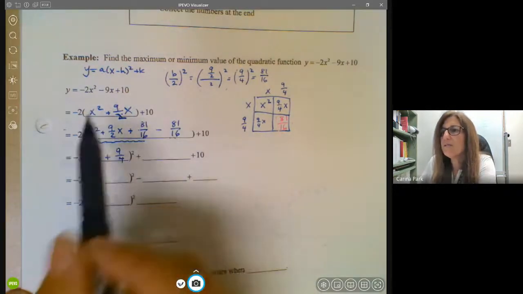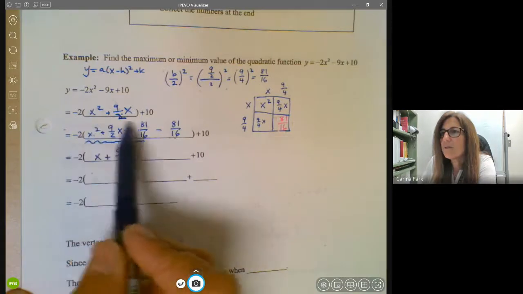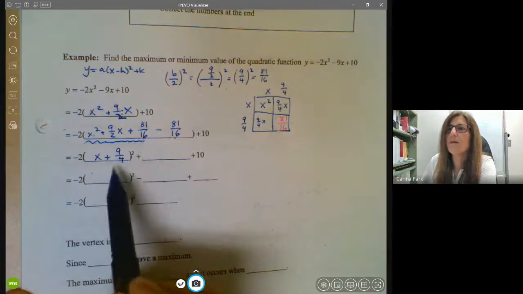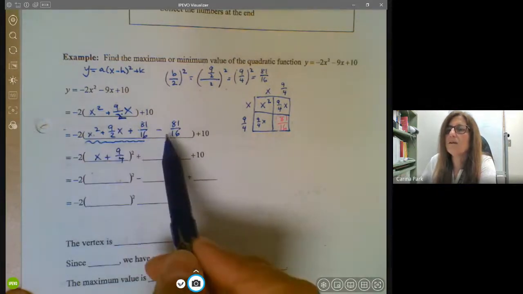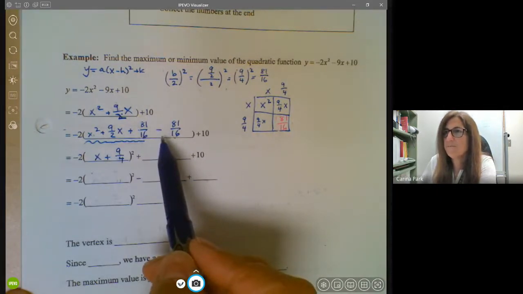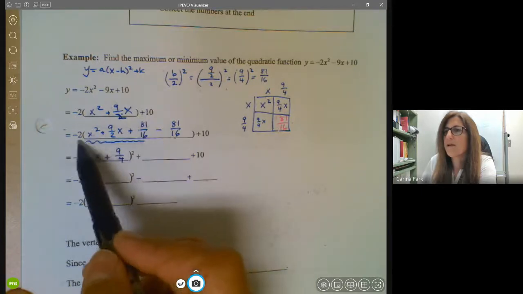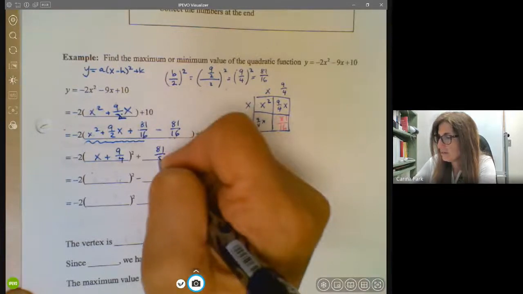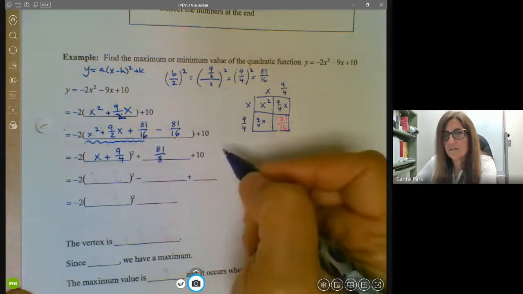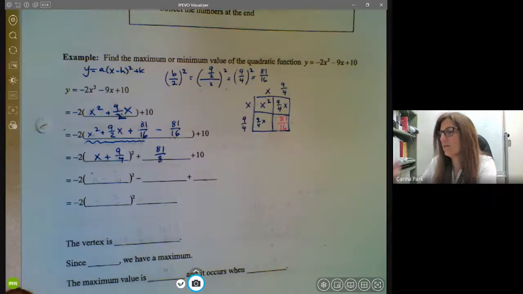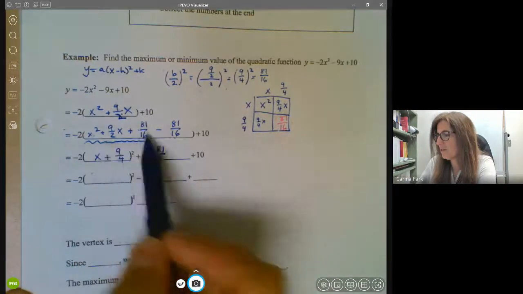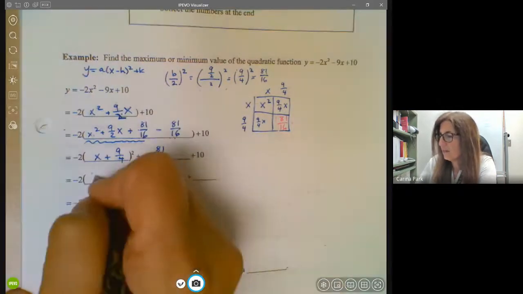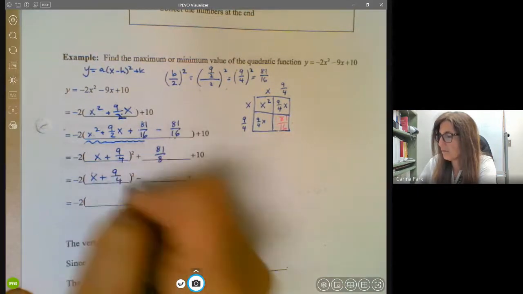So basically what I'm going to do here is distribute this -2 to this part. So I've got -2 times this part squared. Then -2 times -81 over 16, which is, I can actually reduce the 2 with the 16 and just get 81 over 8. And then I've got this 10. Okay, so the -2 is actually distributed to this part and also to this part. And then I've got this 10 hanging on the end. And this is x plus 9 over 4 squared.